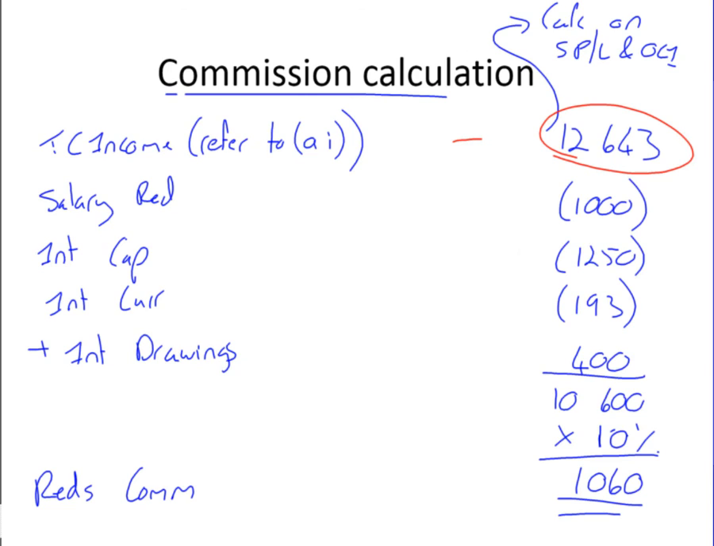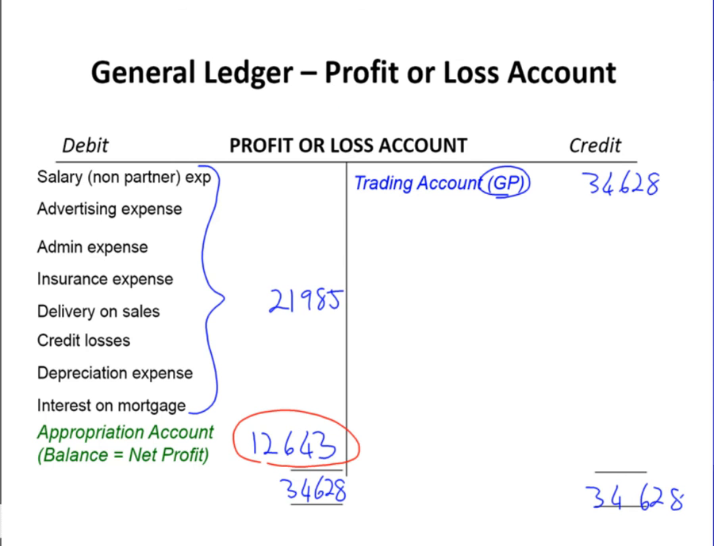Remember at the bottom here, there's my 12,643, and there we can actually reference the profit or loss account for the net profit. Okay, so please remember where that link came from. I jumped ahead a little bit to do that commission, but I wanted to just show you the nice flow of how we get to where we need to get to.